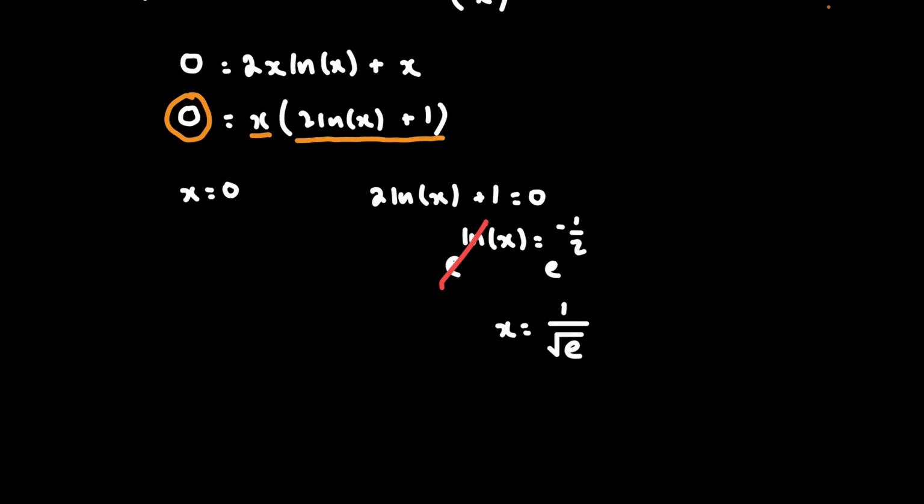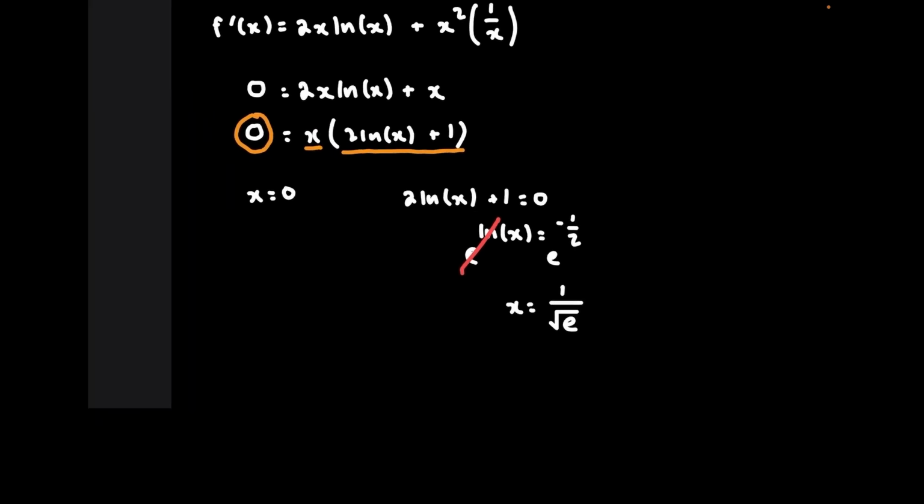1 over the square root of e. Okay, so those are our two stationary points. But what are those stationary points? Are they minimums, maximums, or horizontal points of inflection? Well, let's work it out.